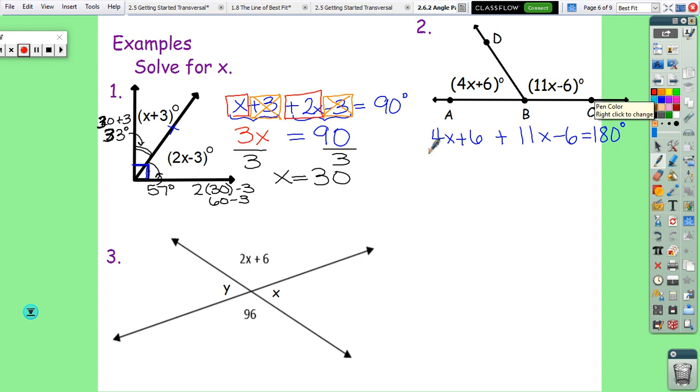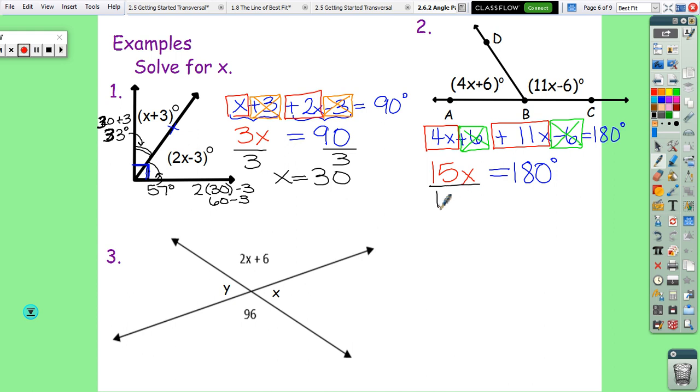Same thing here, combine our like terms. 4x plus 11x gives us 15x. And we've got a plus 6 here and a minus 6 here. Those are going to go away, they're going to add up to nothing. So 15x is equal to 180 degrees. And divide both sides by 15. So x should be equal to, if I've done this correctly, 12.